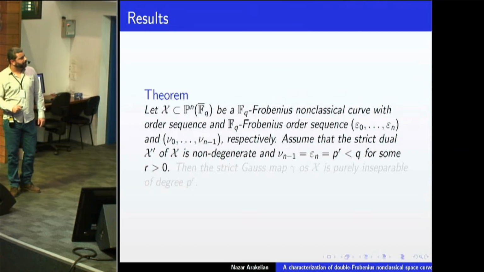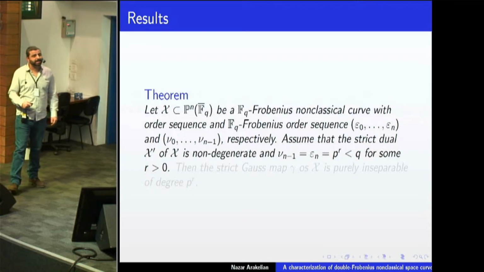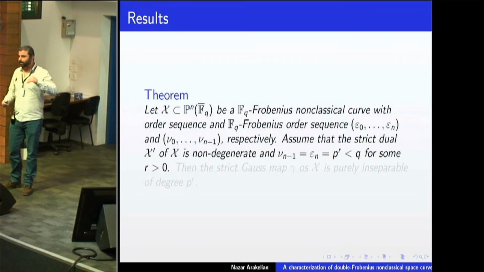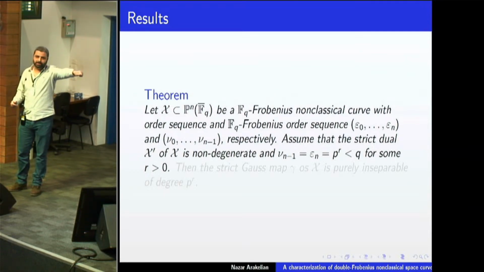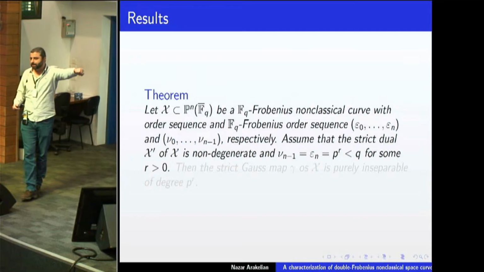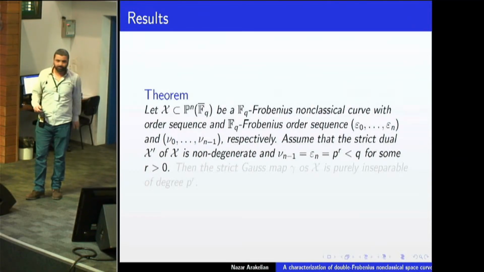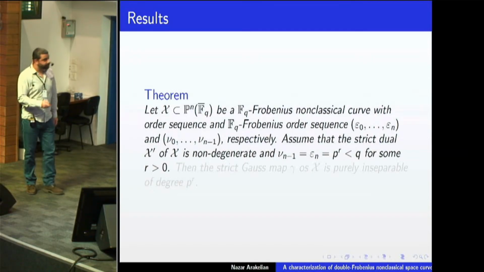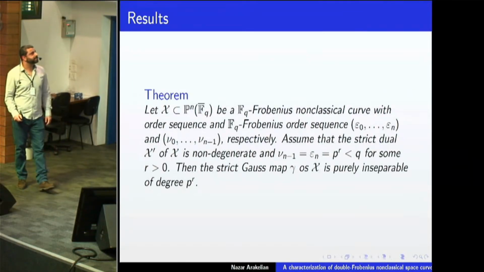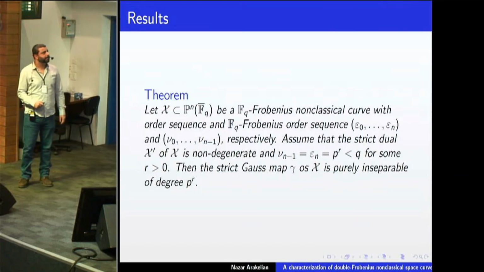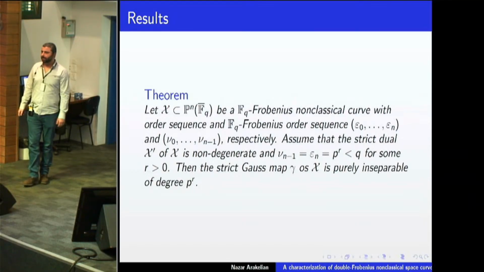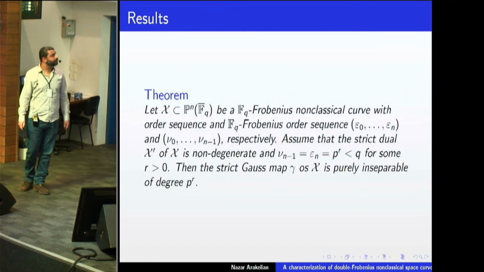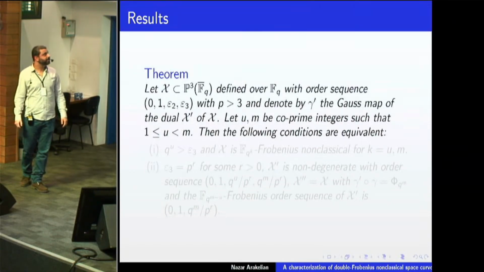Okay, this property of these two numbers being equal means that the Frobenius non-classicality is of the type where the Frobenius map sends a general point to the osculating hyperplane to the curve at the same point. But in this case, if all this happens, then the strict Gauss map is purely inseparable of degree p to the r. And with this on hand, we are able to give our characterization.